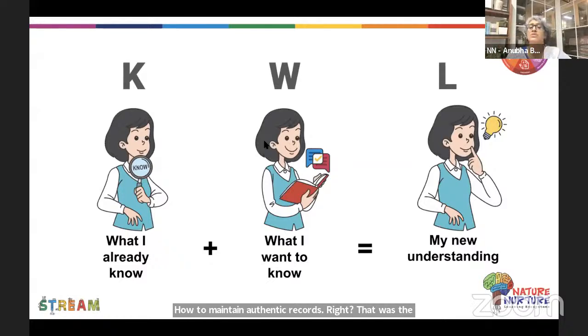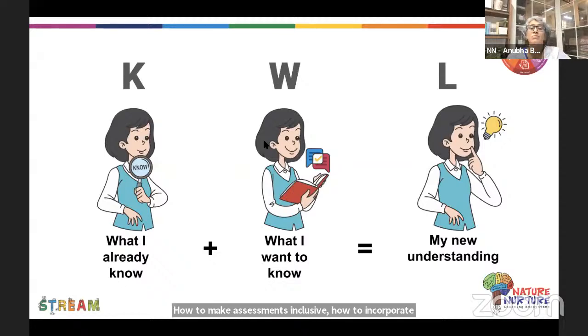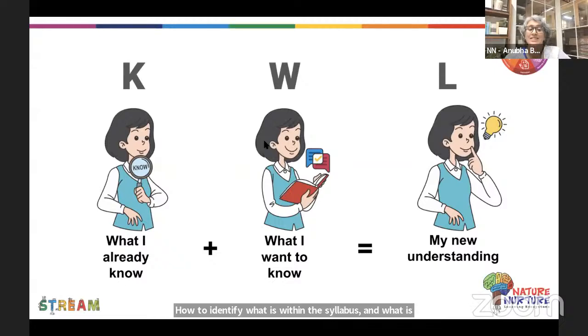And what more do you wish to know about assessments? Again, it's a multiple choice. How to make assessments inclusive, how to incorporate differentiated assessments, how to manage time, how to give feedback, how to keep children focused and engaged, how to give instructions, how to use CSS for assessment, how to maintain an authentic record of assessments, how to track learners' progress, how to identify what is within the syllabus and what is out of it. And the final point, the different tools and ways of assessments. So I think we'll give you another 20 to 30 seconds and then we'll end the poll. Let's see what it is that you already know and what you want to know.